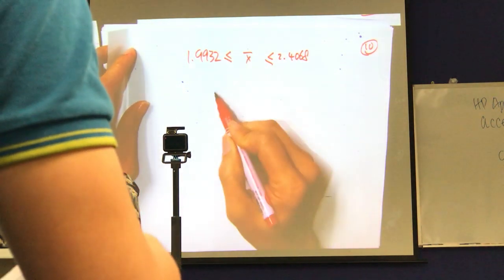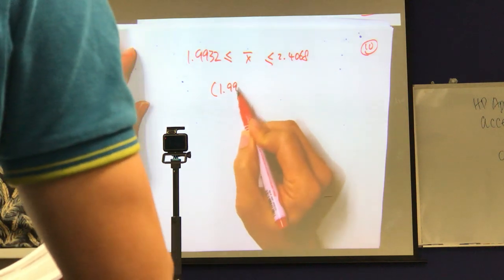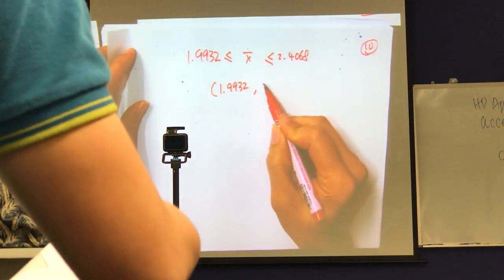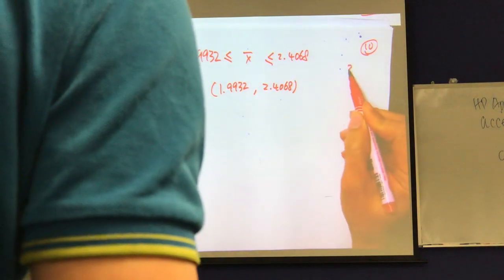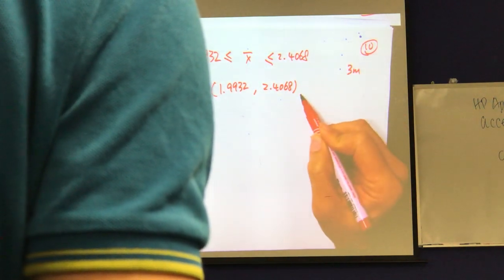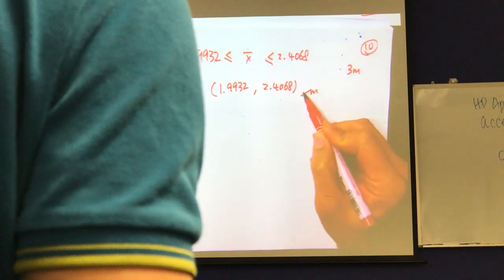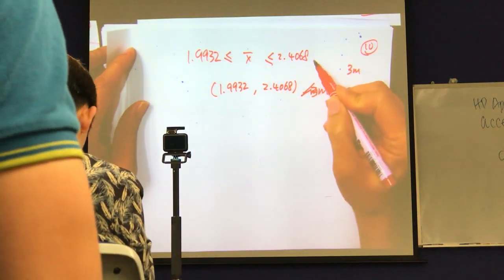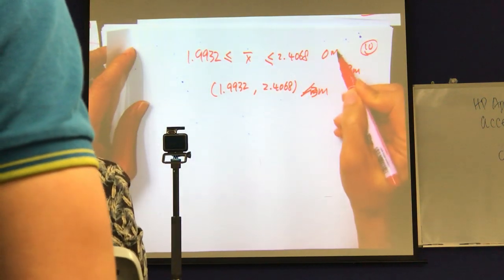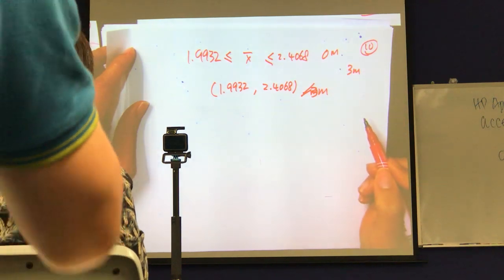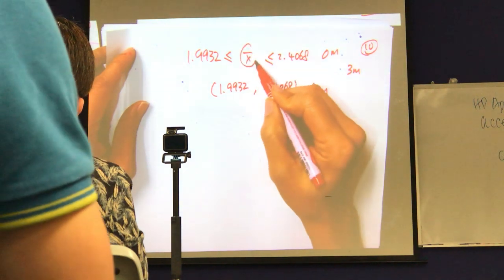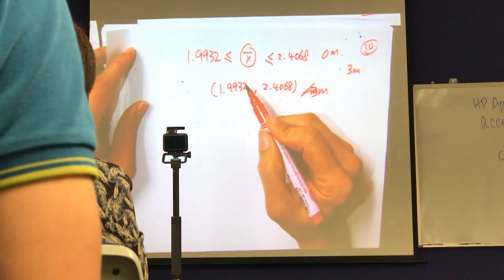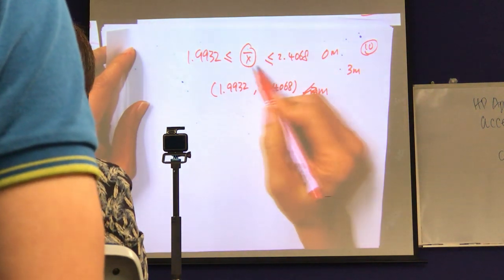So the other way is 1.9932 and 2.4068. If it's 3 marks, this one will get 3 marks. This one will get 0 marks. Why? Anyone spot the mistake? Yes. If you don't spot the mistake, it means you use this one and you get 0 marks.